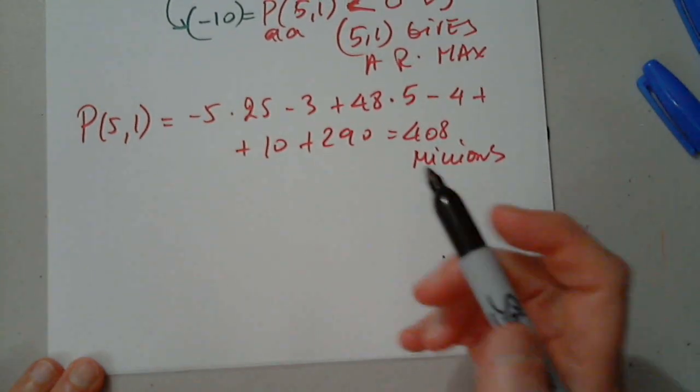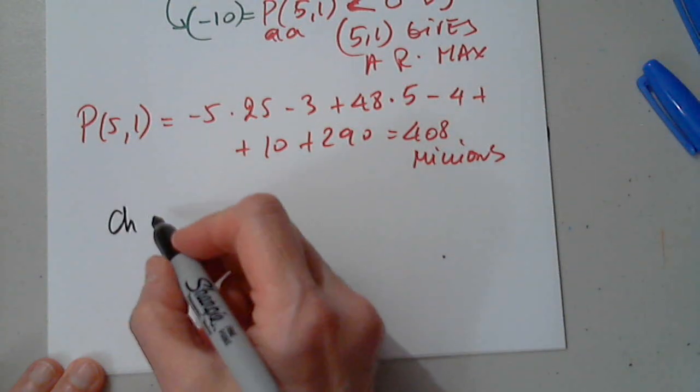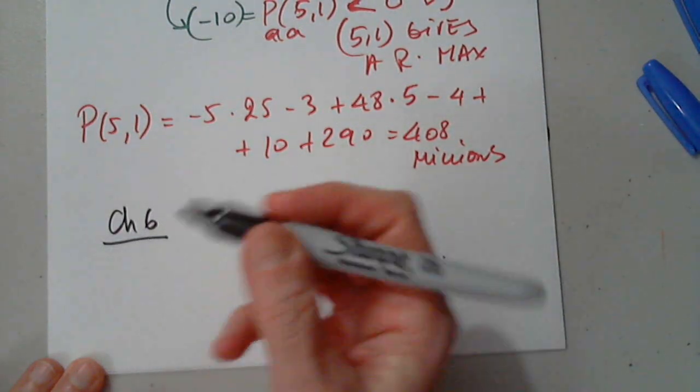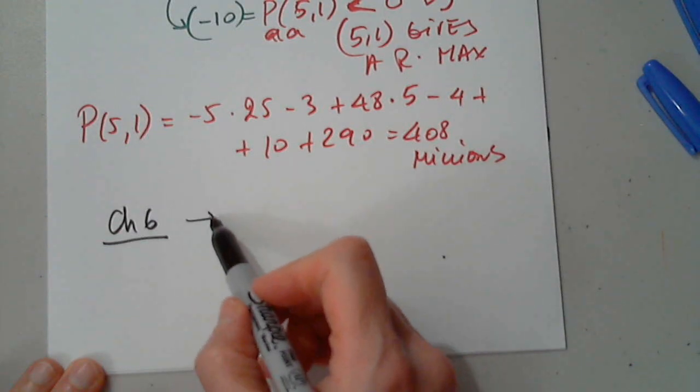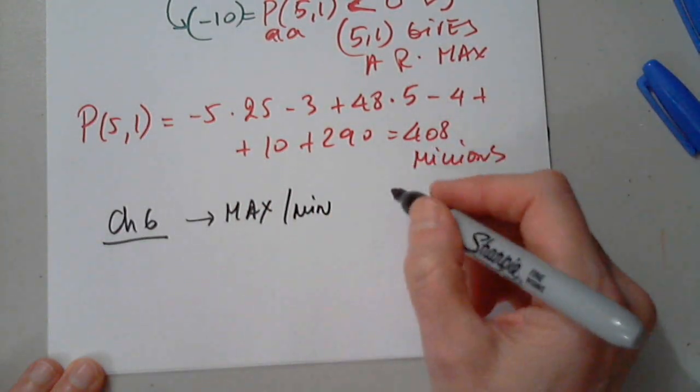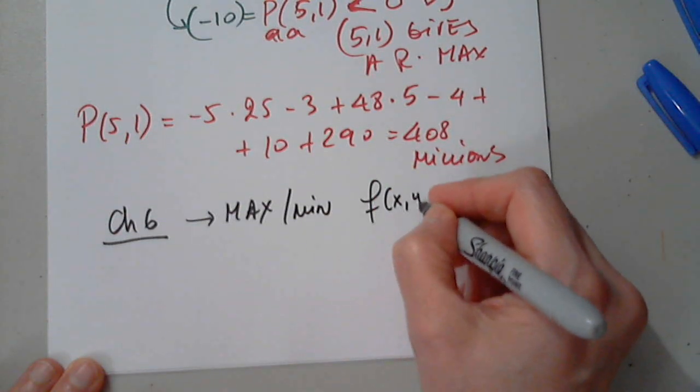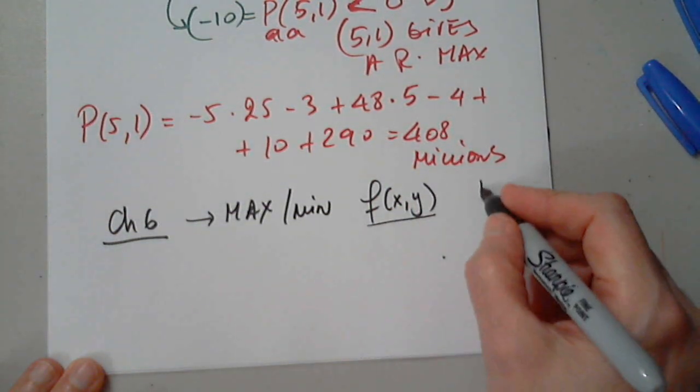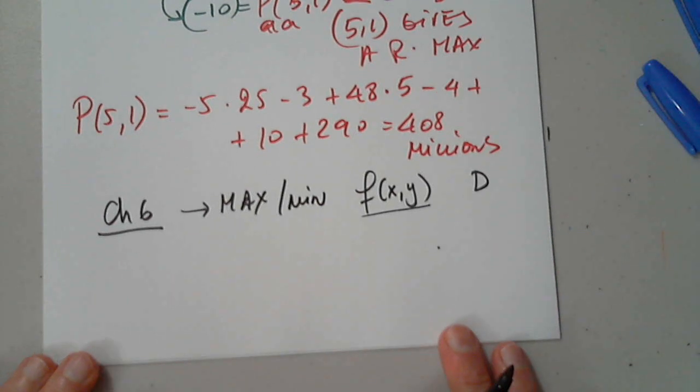Very good. So in chapter 6, let's start going backwards. It's very clear when a problem is asking us to find max min, and the problem is giving us a function with 2 variables. That's the D test. Is that clear?